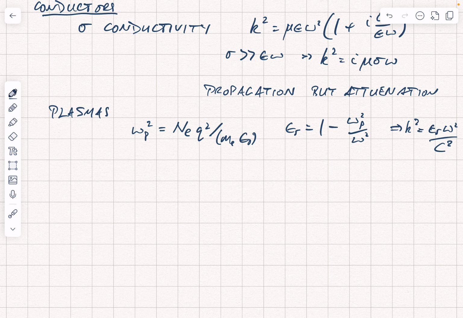We're nearly at the end here. We've just got two more ideas. The first one is radiation. Now, radiation is what happens when we allow the sources to change with time.